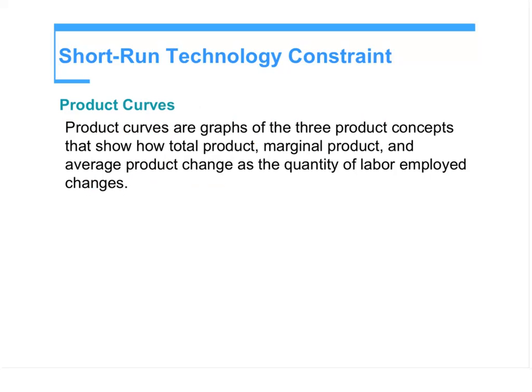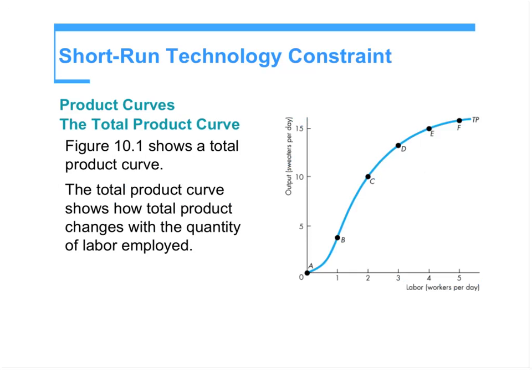So now let's go to product curves. Product curves are graphs of the three product concepts that show how total product, marginal product, and average product change as the quantity of labor employed changes. So we want to know how the labor that we employ impacts the total product, marginal product, and average product. So look at this total product curve. This curve shows how total product changes with the quantity of labor employed.